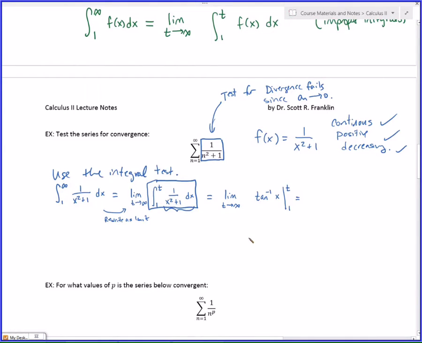You change your endpoint? No, not substituting, so I don't need to change my endpoints. You plug them in. Yeah. Next step is plug in your limits. Top one minus bottom one. Sorry, was the question too easy? That was the problem. Limit t goes to infinity of tangent inverse of t minus tangent inverse of 1.